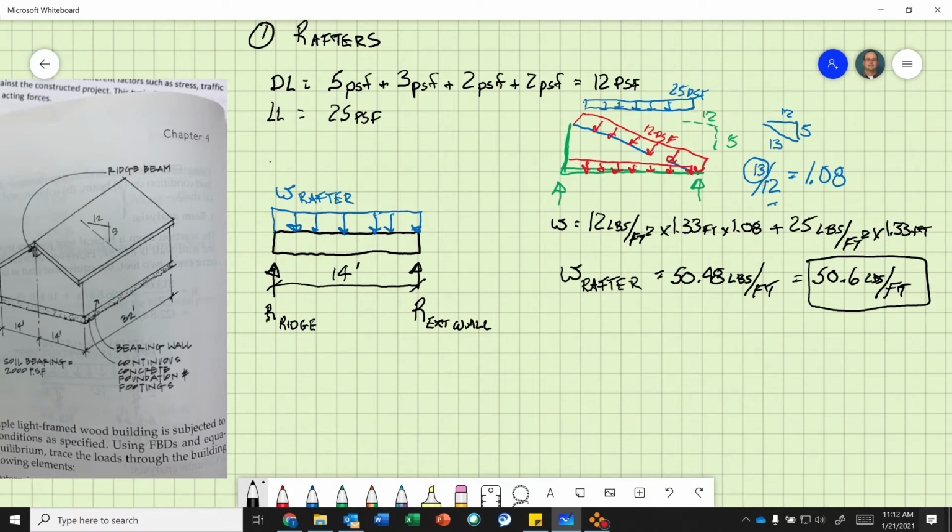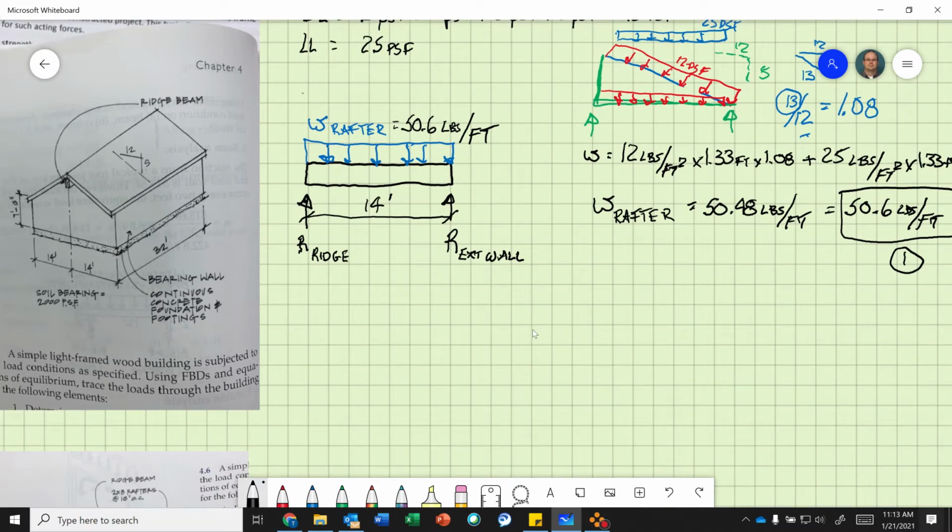Okay, do we answer number one? Determine the equivalent horizontally projected load on the rafters. 50.6 pounds per foot. That is your answer to number one. So now we know the line load on top of that rafter when we do our calculation is 50.6 pounds per foot to design that rafter. Okay, so that's the answer to question one. All right.